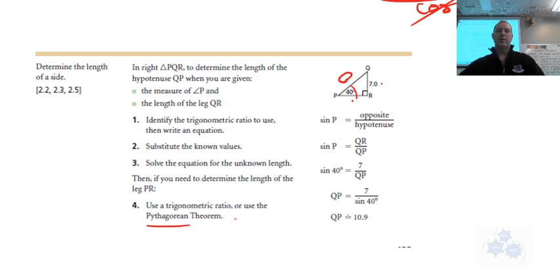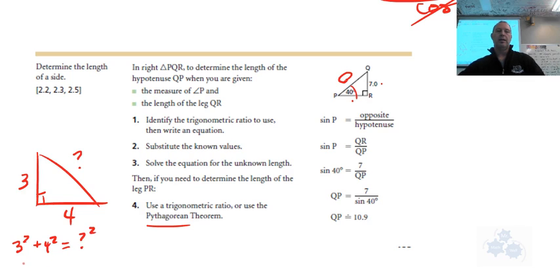Remember the Pythagorean theorem as well, right? If you're given two sides on a right triangle, you can always find the third side. You can use Pythagoras or you can use trig functions. So if I give you 3 and 4 and you're asked for this side, you could use Pythagoras, which says 3 squared plus 4 squared equals I don't know squared, right? That's 9 plus 16 equals I don't know squared. That is 25 equals this missing side squared, square root of both sides. The missing side is 5.